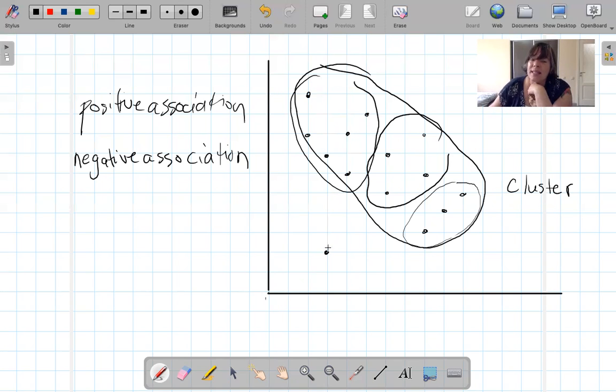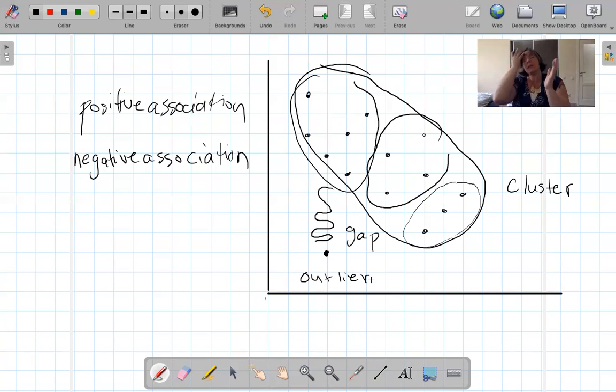Now, this space here in between all these points and this one, this big empty space right here is called a gap. And this one point that's way over here, that's not anywhere near any of the other points, is called an outlier. An outlier is one point that's way far away from everyone else.